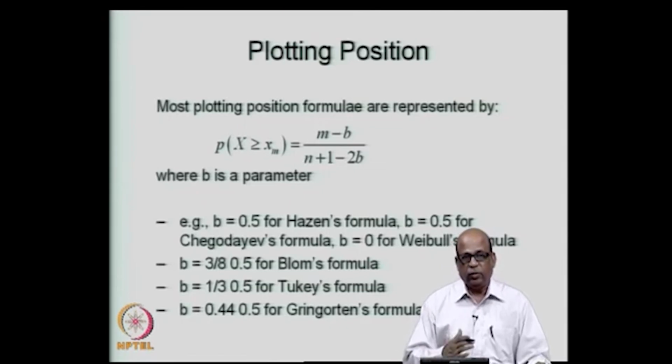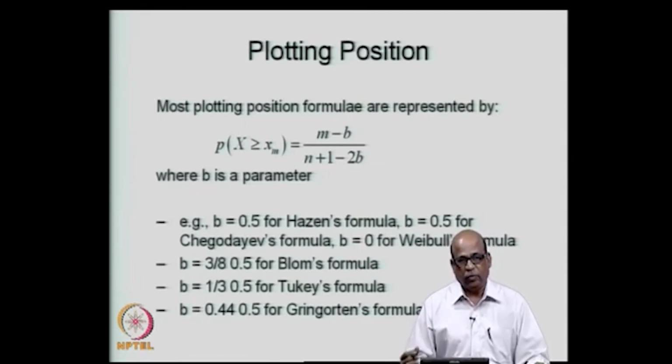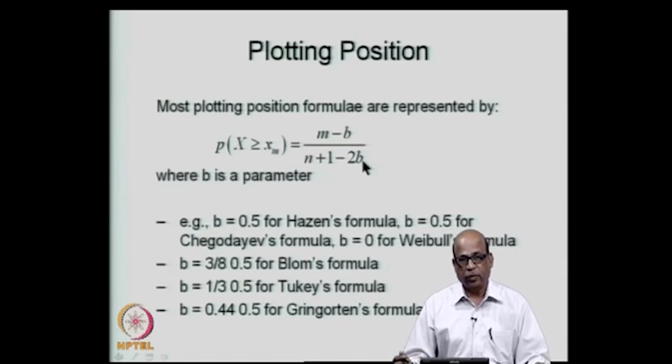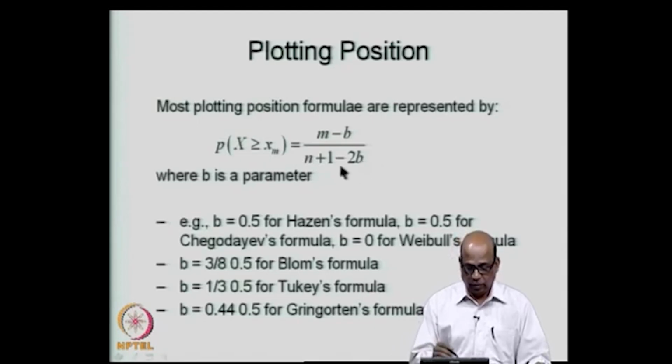Now, we discussed a few of them, but there are several other plotting formulae. Most of the plotting formulae may be expressed by this simple expression, m minus b divided by n plus 1 minus 2b, where b is a parameter. So, this gives a general formula for plotting positions.